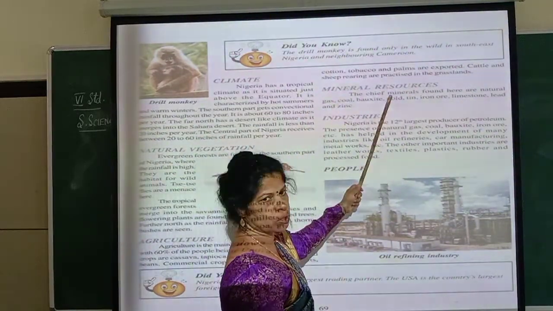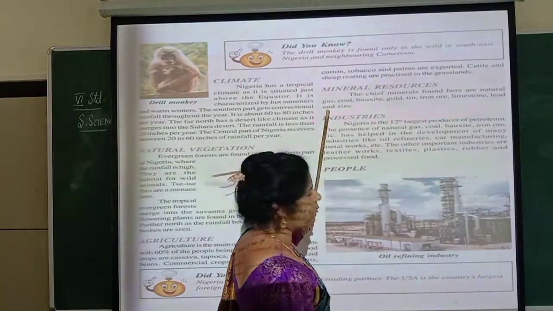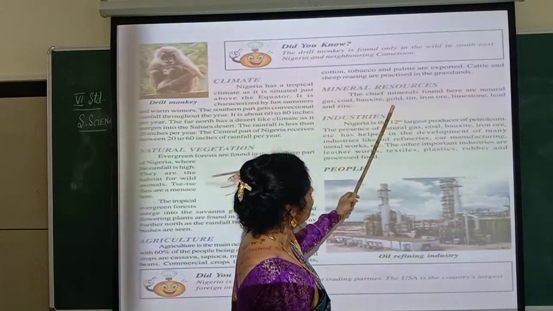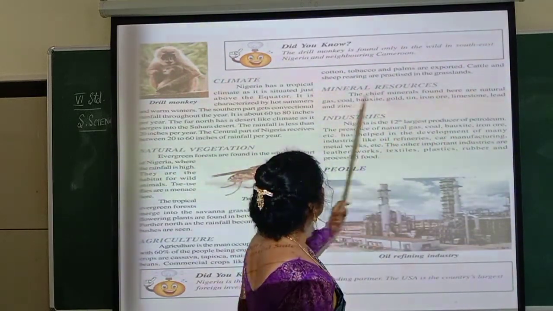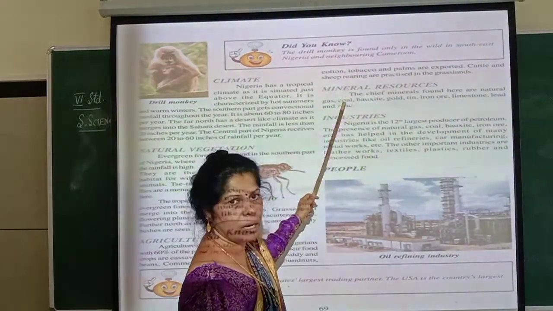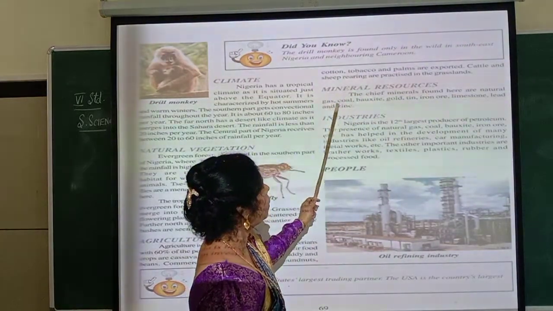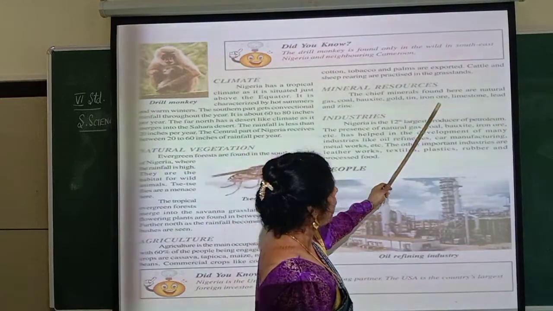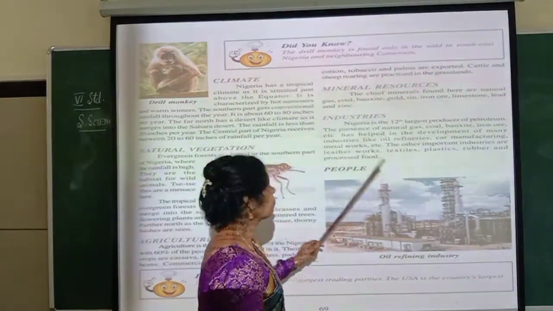So mineral resources. The chief minerals found here are natural gas, coal, bauxite, gold, tin, iron ore, limestone, lead and zinc. So these are all the mineral resources.